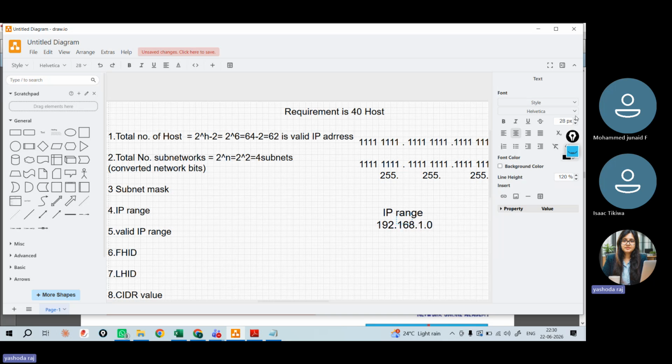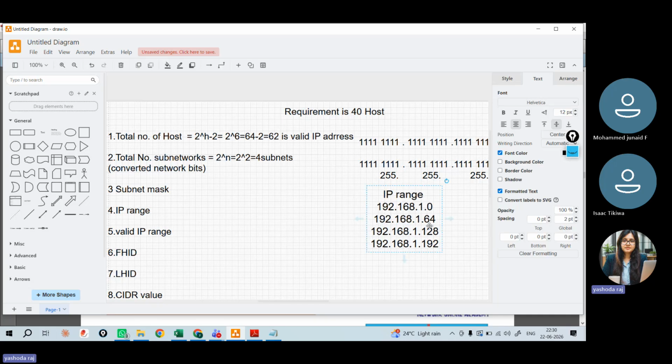192.168.1.0. How many subnetworks I have? 4 subnetwork, right? For 1.0, add 64. The next network starts 192.168.1.64. Add 64 for that. What is the next network? Dot 128. 64 plus 64, 128. Next network 192.168.1.128 plus 64? 192. So this is the first network. This is the second network. This is the third network, and this is the fourth network.